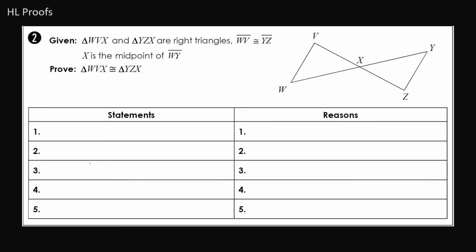So let's start with our given information. I'm going to start with WV is congruent to YZ. And of course, the reason is that is given. And as I go, I'm going to label the congruent information. So WV is congruent to YZ.